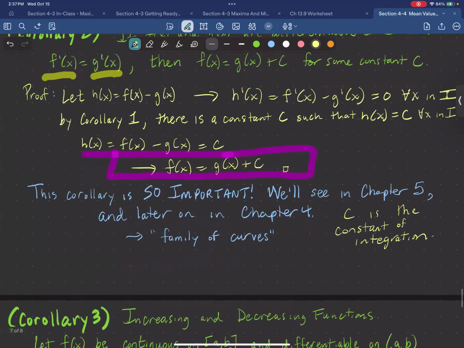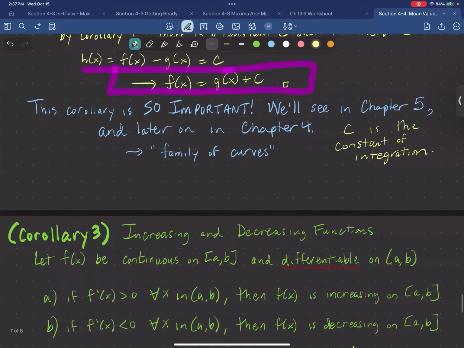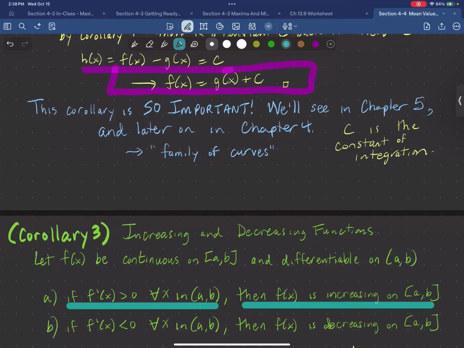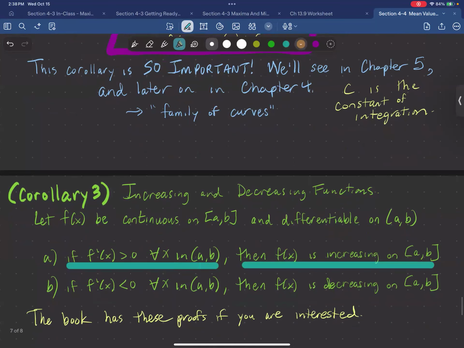Another corollary for increasing and decreasing functions. We're going to say f(x) is continuous on a closed interval [a,b] and differentiable on an open interval (a,b). If f'(x) is greater than 0 for all x in (a,b), then we say f(x) is increasing. And if f'(x) is less than 0 for all x, we say f(x) is decreasing.